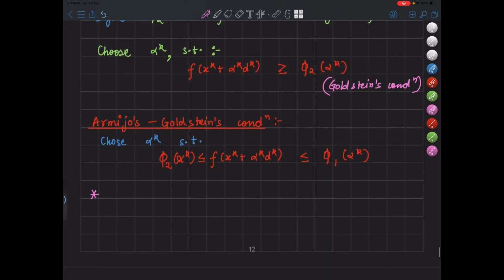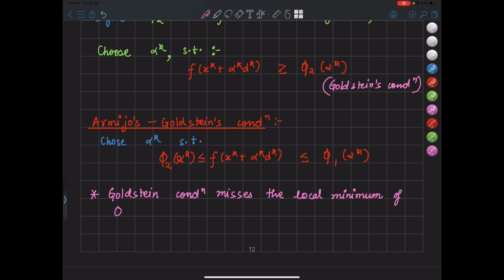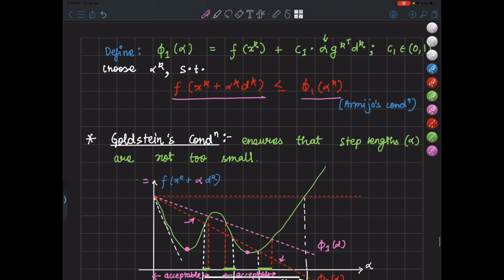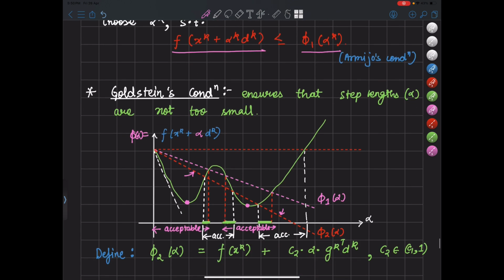So that's one drawback, or one observation, that Goldstein condition misses the local minimum of, let's say, phi alpha, or f. If we are saying this as phi alpha, it misses the local minimum.